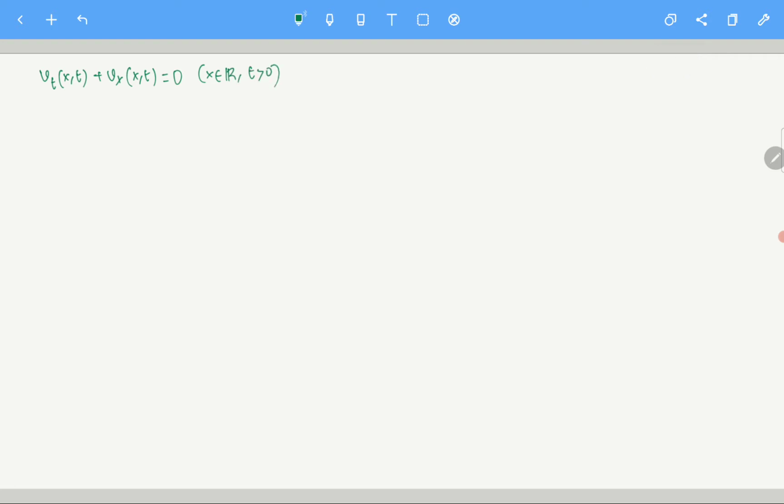Now, as you can remember, this is a very well-known equation to us. This is called a transport equation, with constant coefficients, of course. So let's call it (3). So (3) is a transport equation.